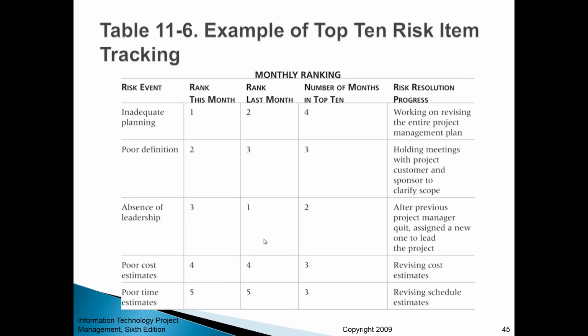So a top 10 risk item tracking table may look something like this. So here you have a risk called inadequate planning. Last month it was second most important risk, and this month it's ranked as number 1 risk. So it's been in the top 10 list for 4 months, which means it's a persistent important risk. And here you have a short update in relation to how you're resolving this risk or trying to prevent it from happening. So right now you're working on revising the entire project management plan to make sure that planning is done appropriately, and adequate planning can greatly reduce the risk facing the company.